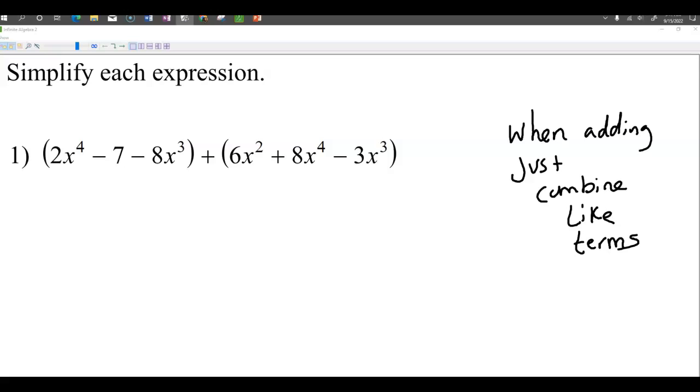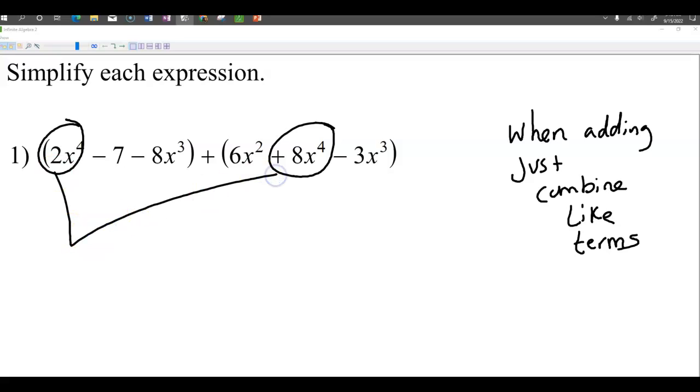So, here we go. I have a 2x to the fourth. Is there anything like that? The 8x to the fourth. You guys see how those are both x to the fourth powers? So we're going to combine those. And when we combine them, all we do is add their coefficients. So I've got a positive 2 and a positive 8. When I put those together, what do I get? 10x to the fourth. Good job. Now, I like to do this. I don't always do it, but just to know I'm done with those, I'll cross them off so I don't have to look at them again.